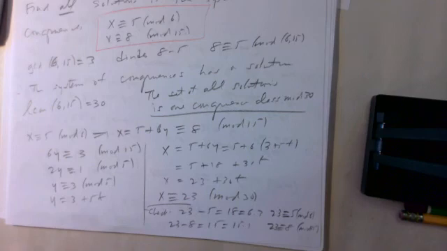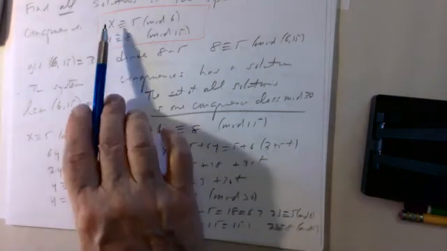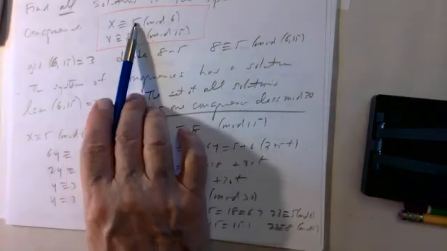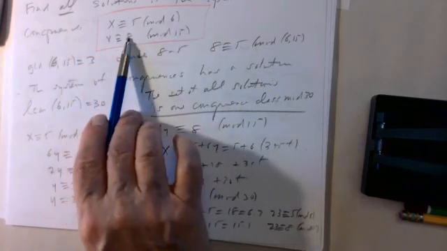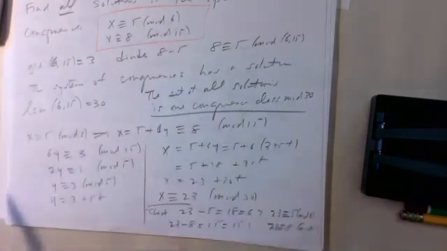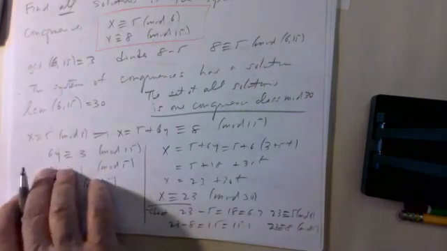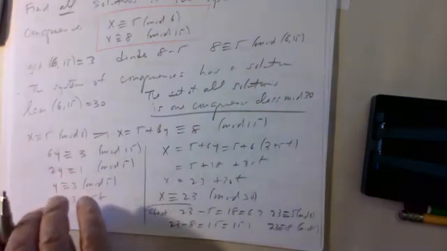And every solution is 23 mod 30. For example, minus 7 is a solution. Minus 7 minus 5 is minus 12, which is divisible by 6. Minus 7 minus 8 is minus 15, divisible by 15.